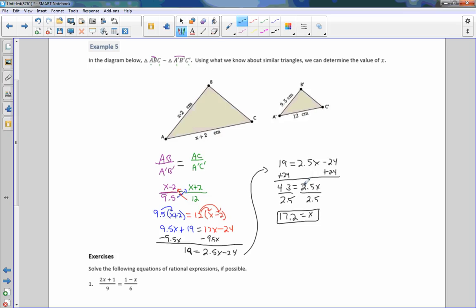Okay, it did not ask, but if I plug these back in now, I can now say AC is x plus 2. 17.2 plus 2 is 19.2 centimeters. And AB is x minus 2. So 17.2 minus 2 is 15.2. Okay.